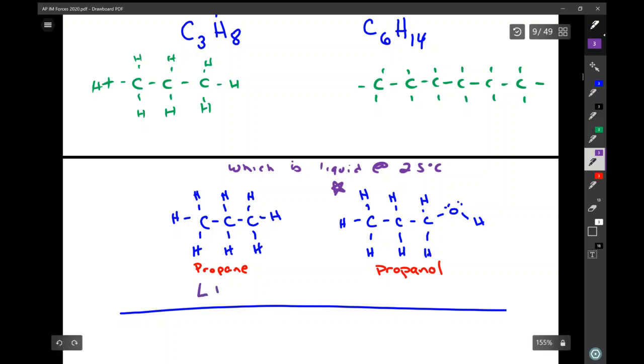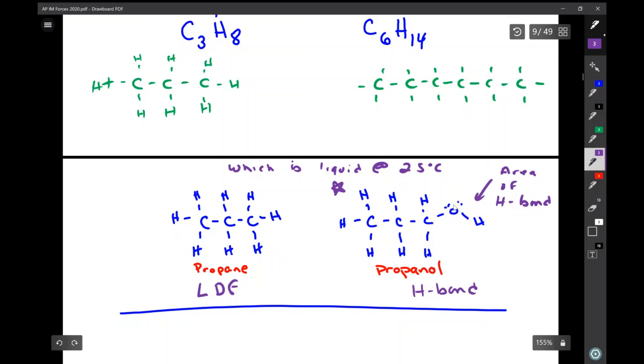Yeah, propane is LDF, whereas propanol is hydrogen bonding. Okay. Now, the whole thing isn't a hydrogen bond. What we say is this is an area of hydrogen bonding. The rest of this area, over here, is more like an LDF type of area because it's all positives here and the negatives are kind of buried in the middle there in the carbon.